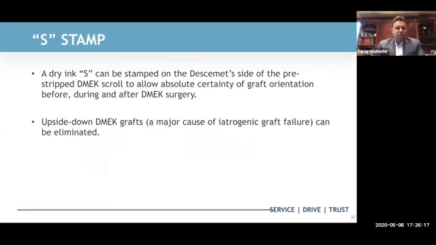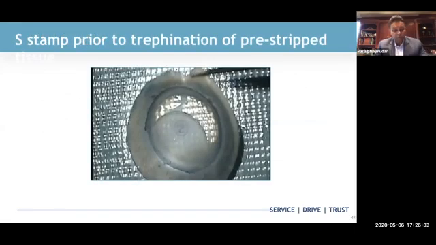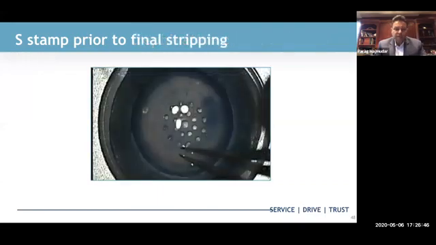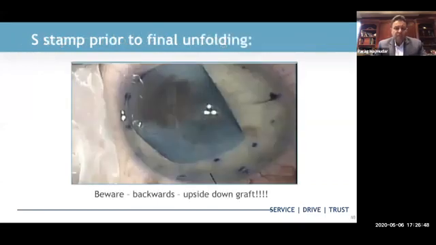However, a few years ago, most eye banks, and Eversight was one of the first to do this as well, started to stamp a dry ink in the shape of a letter S, as in Sam, because it will help you identify whether it's upside down. And so now we've eliminated that also from our list of things to worry about. This is what it looks like before they trephine it, before they pre-strip it, and they will mark the stromal surface of your DMEK graft with a little S. And this has made a huge difference.